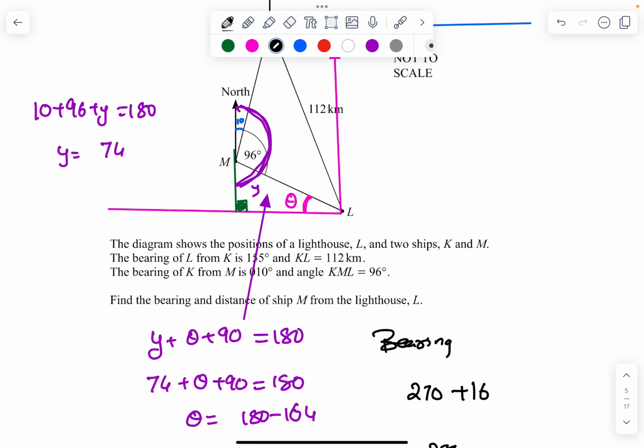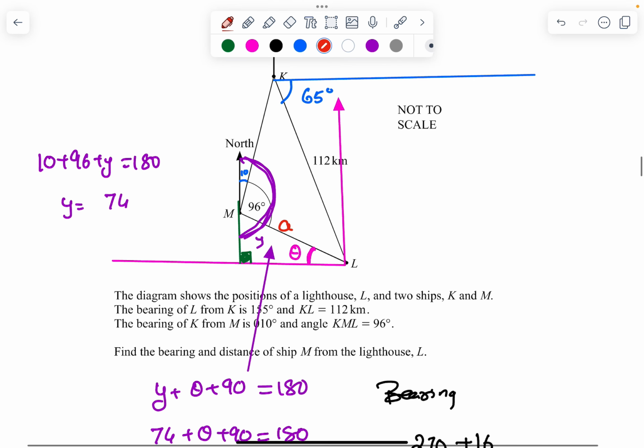Find the distance of M. So I want to find this particular distance, A. I have to find A. So for A, what is the opposite angle? We have to find the opposite angle. So for that, what should I be doing? I should be able to find that opposite angle. Then I can use the sine rule. So for that opposite angle, what should I be doing?